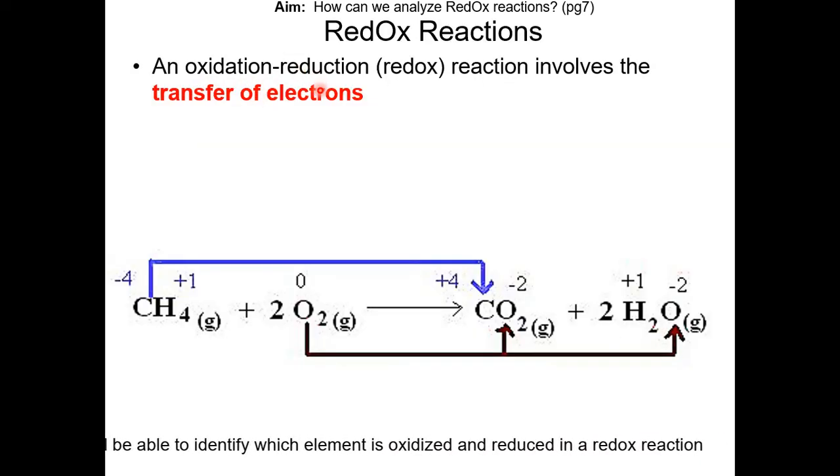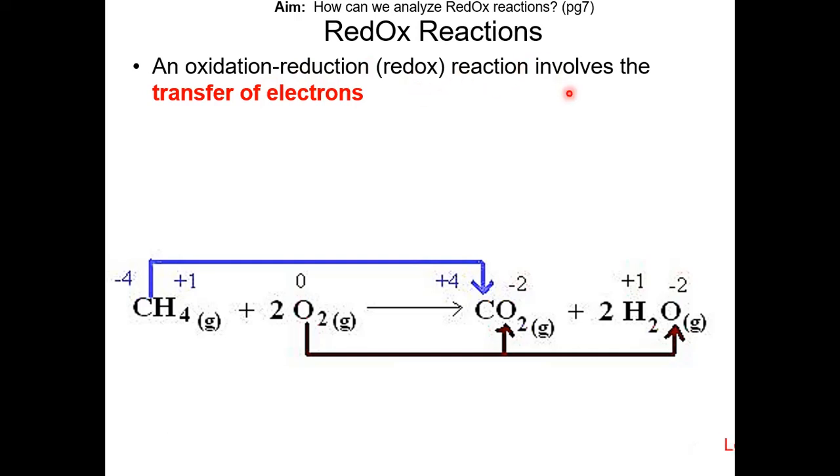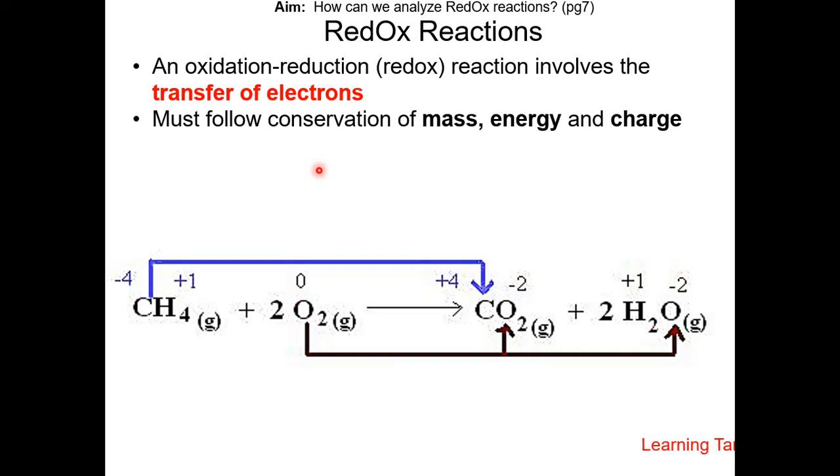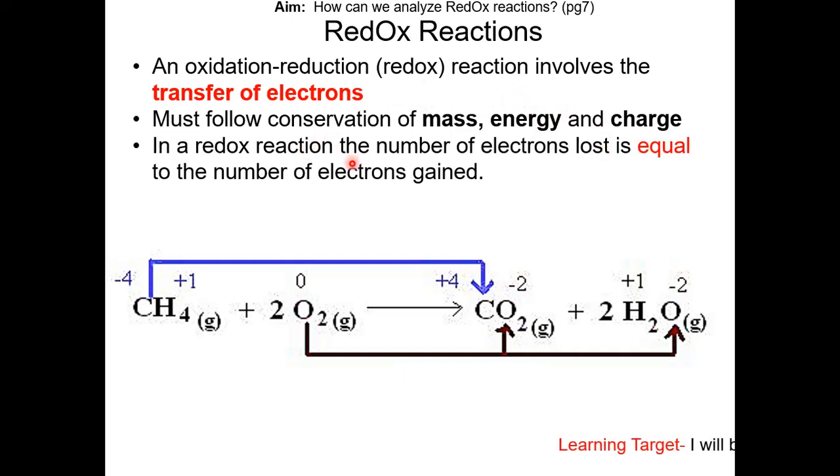An oxidation-reduction, or redox, reaction involves a transfer of electrons. It must follow the law of conservation of mass, energy, and charge. In a redox reaction, the number of electrons lost is equal to the number of electrons gained.